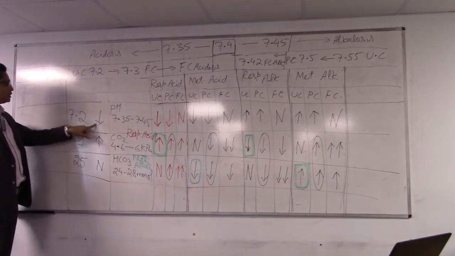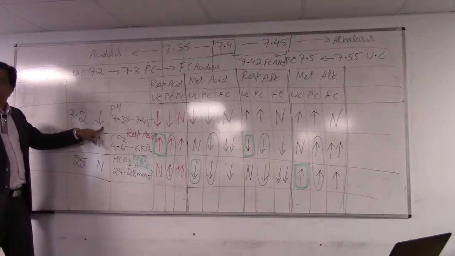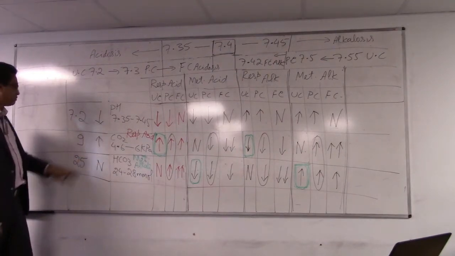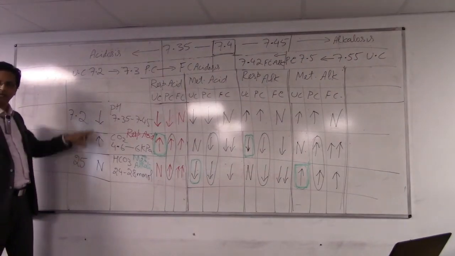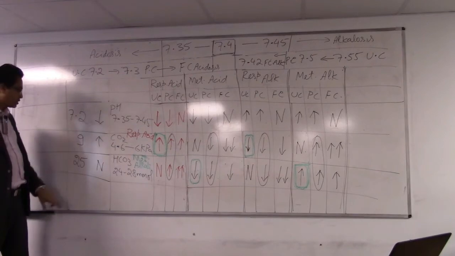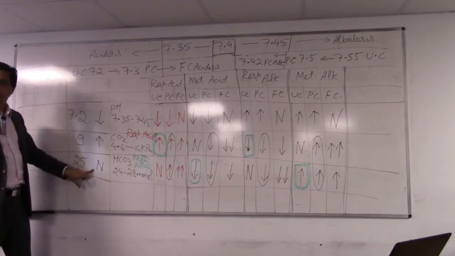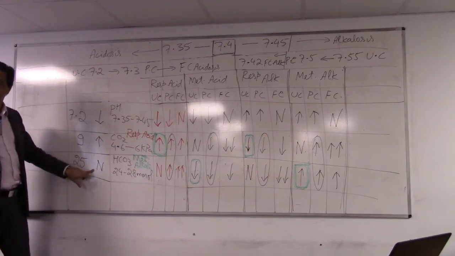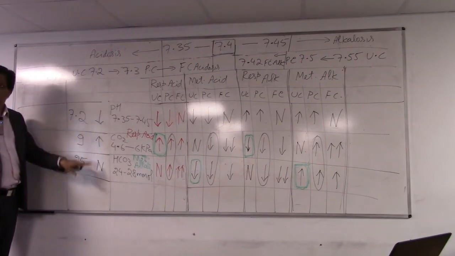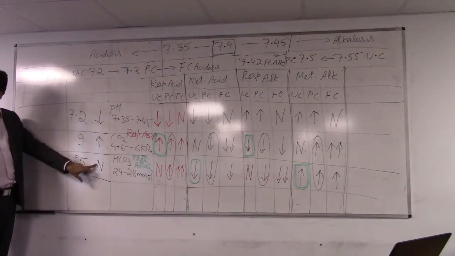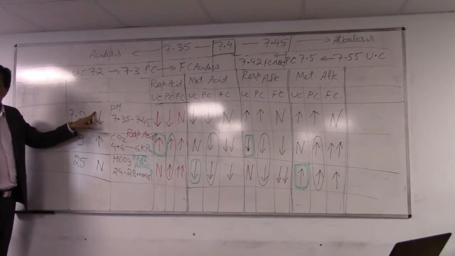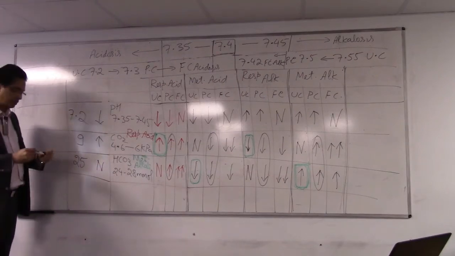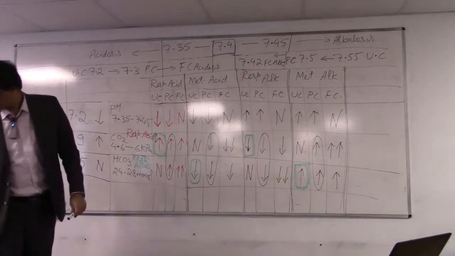So, pH low means acidosis. Carbon dioxide high? Respiratory acidosis. Bicarbonate is normal? Uncompensated. All of you understood? So, what is the full picture? Uncompensated respiratory acidosis. Are you okay?